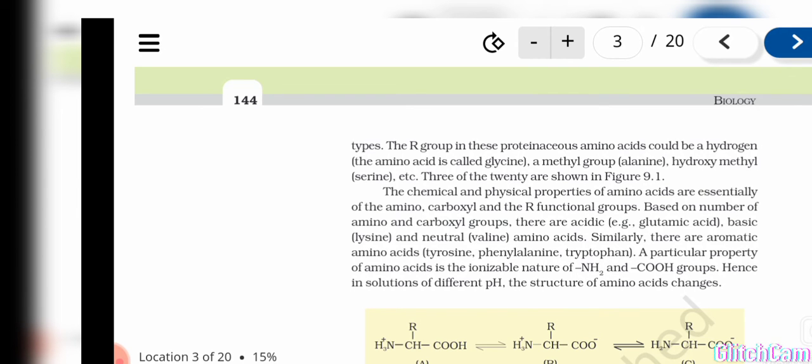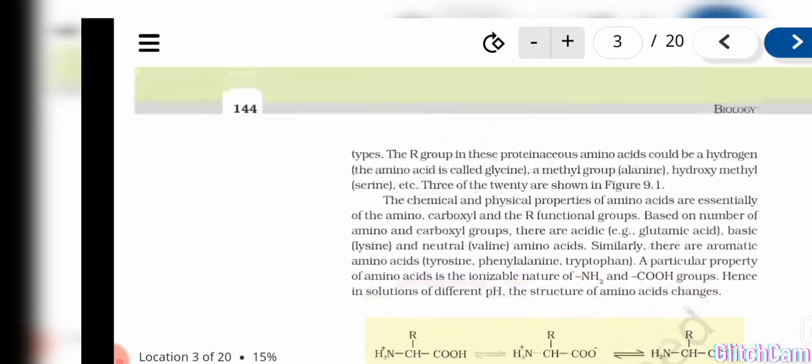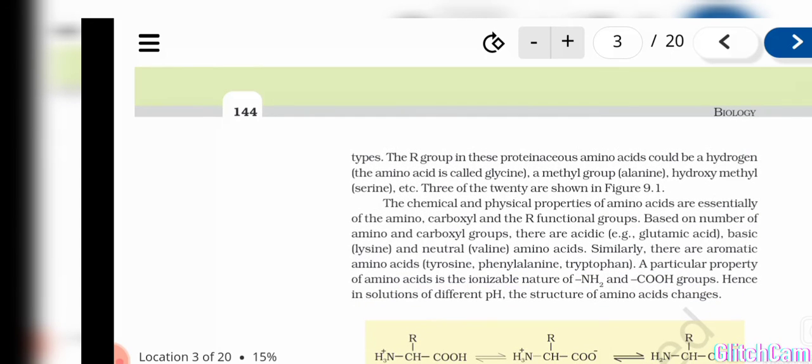And if it is a methyl group, then that is alanine. Hydroxymethyl, then it is serine. Understood? So like this, many amino acids share a common structure. What is the common structure? There will be an alpha carbon, and in that there will be an amino group, a COOH group, and there will be an R group. R group can be substituted by any of the molecules.